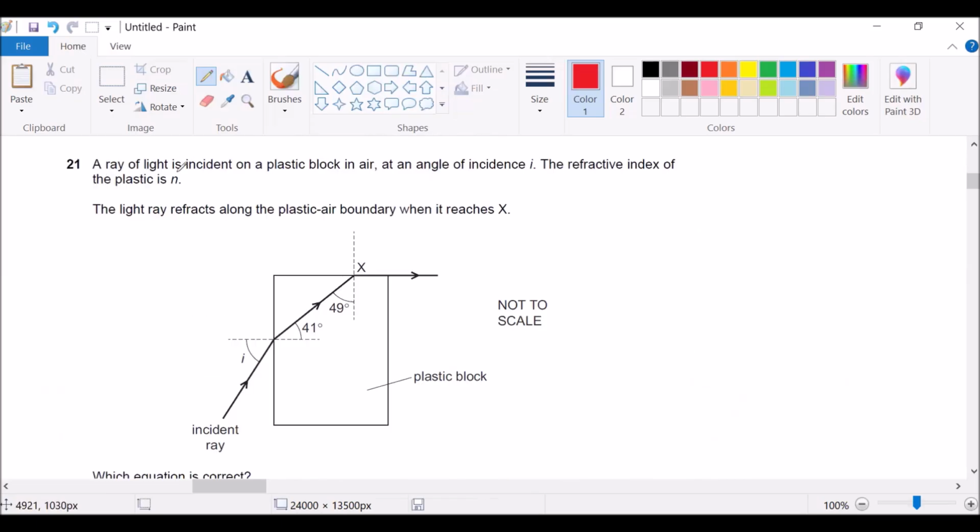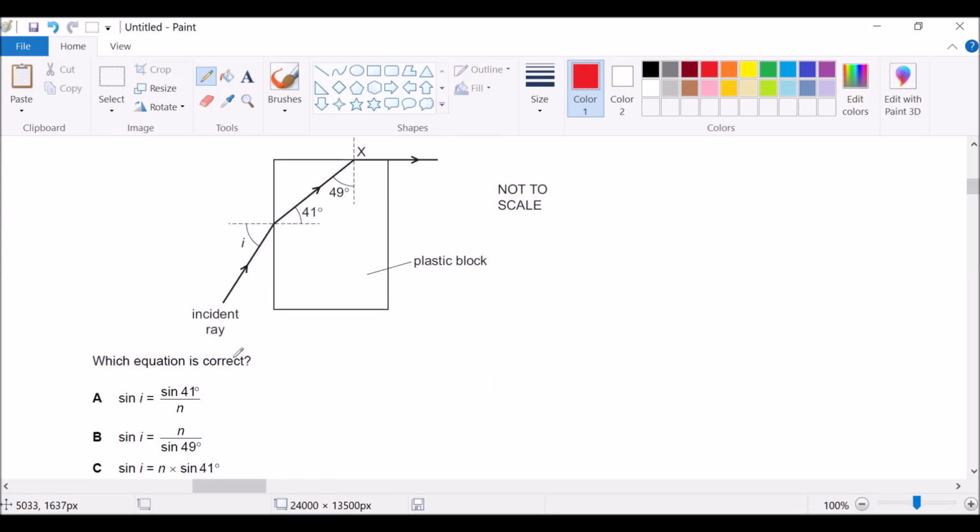A ray of light is incident on a plastic block in A. So this is A, this is the plastic block, at an angle of incidence I. The refractive index of the plastic is N. The light ray refracts along the plastic air boundary when it reaches X. So 49 is our critical angle, since the light refracts parallel to the surface. Which equation is correct?